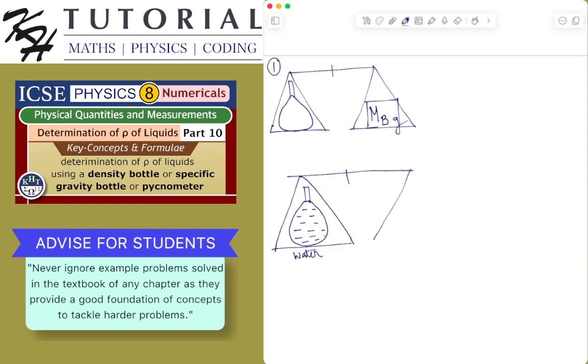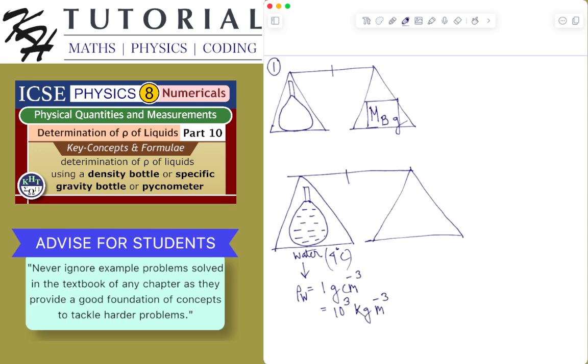Okay, and let's say the mass of the density bottle completely filled with water at 4 degrees centigrade. Now I think the water at 4 degrees centigrade is also known as distilled water. It is important that we are using water at 4 degrees centigrade, because we will use the fact that the density of water at 4 degrees centigrade we know is 1 gram per centimeter cube, or it is 10 to the power 3 kilogram per meter cube.